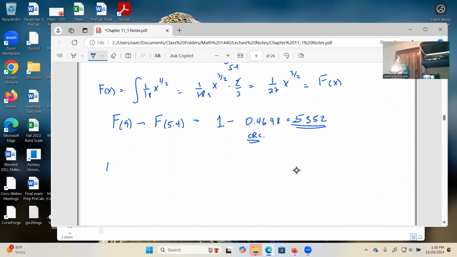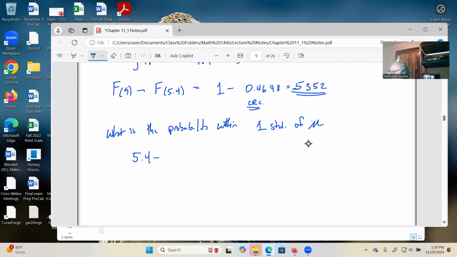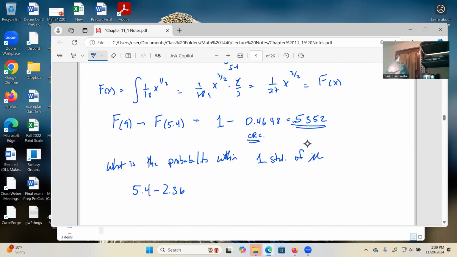What is the probability that we are within one standard deviation of the mean? So what we're going to do is go back to our mean and our standard deviation. I need 5.4 minus, what was my standard deviation? 2.36. And then we're going to say 5.4 plus 2.36. What does that equal?